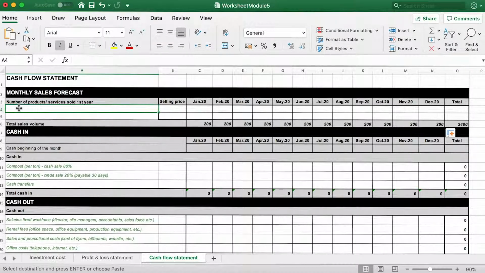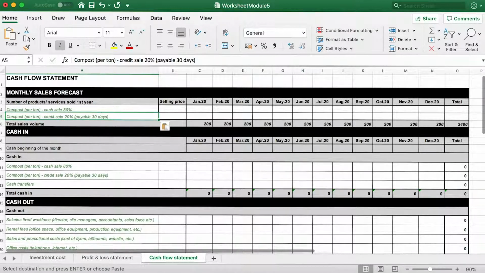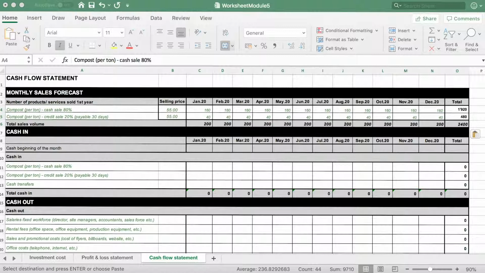Further, let's also assume that the composting plant sells 80% of their sales in cash and 20% on credit. As you calculate the monthly share of cash and credit sales, you will get this table here.